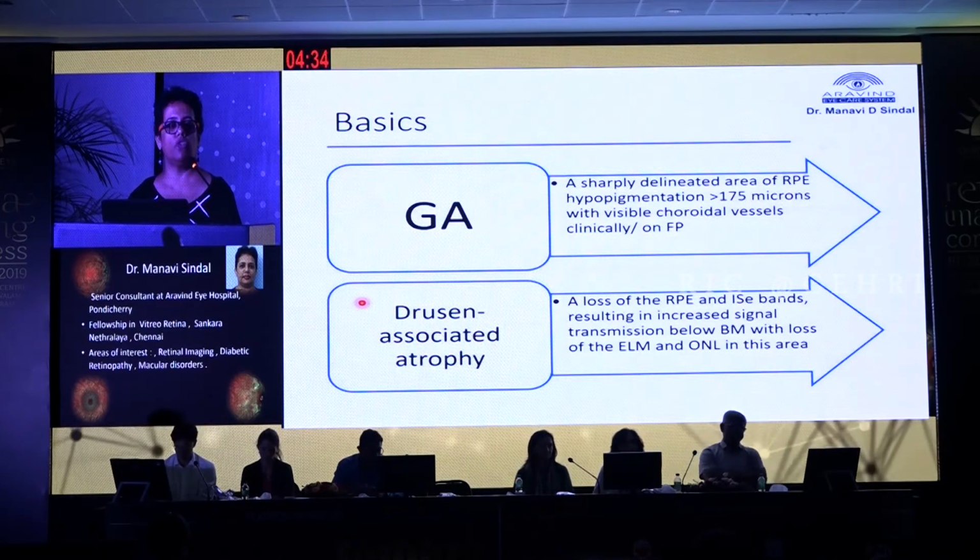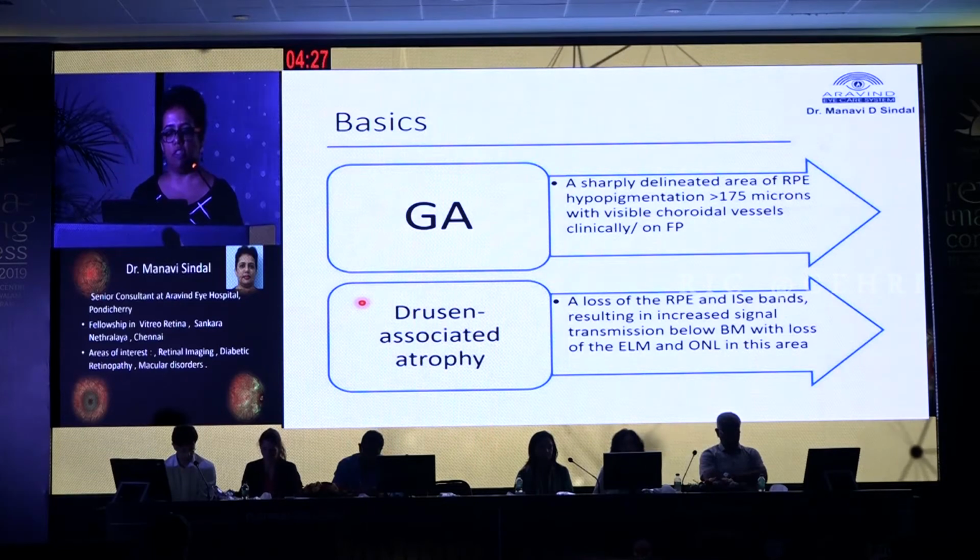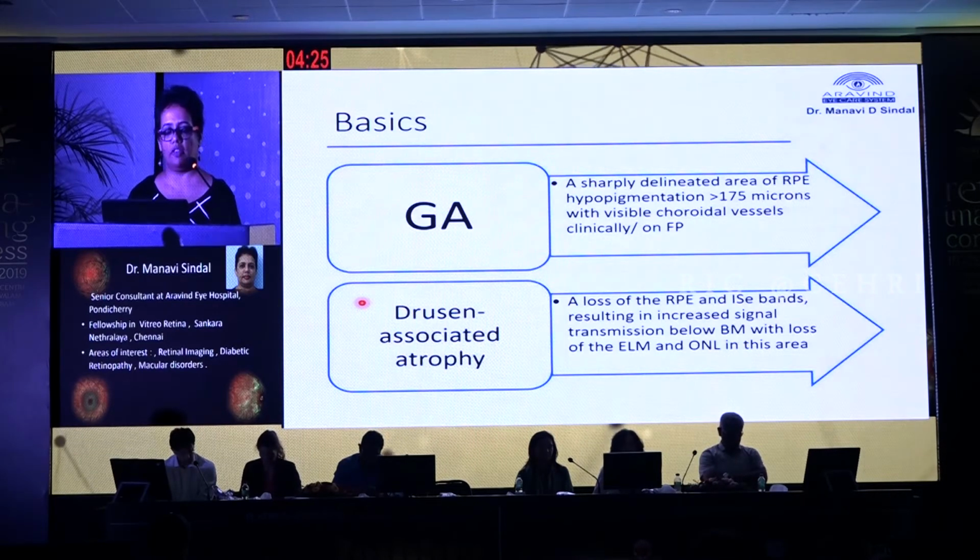And the term Drusen related atrophy is a loss of RPE and ISE bands, which results in an increased signal transmission below the basement membrane with the loss of the external limiting membrane or the outer nuclear layer in this area.